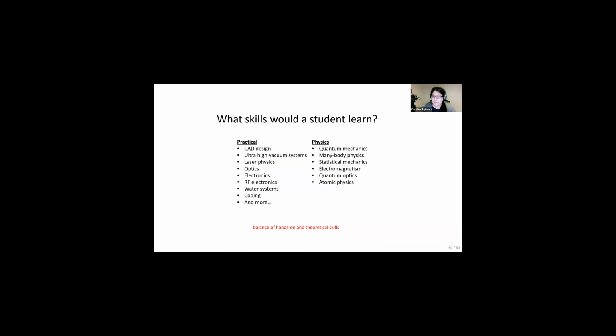Well, there's a variety of practical and theoretical skills. On the practical side, you would need to learn some computer assisted design. You would work with ultra high vacuum systems. Of course, you would learn about lasers and optics and all sorts of electronics and coding. And on the physics side, the fields that we deal with on an everyday basis would be quantum mechanics, many body physics, statistical mechanics, electromagnetism, quantum optics, and of course, atomic physics. So if you're a student interested in this field, I think there's a really good balance of both hands-on and theoretical skills.